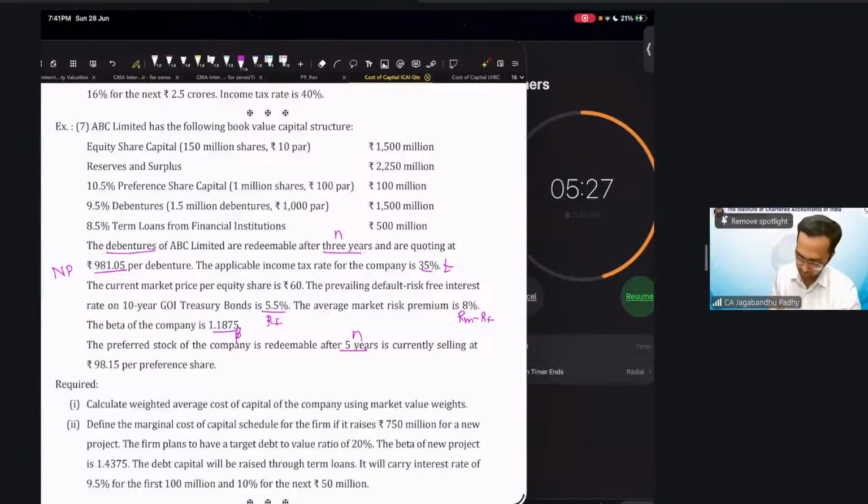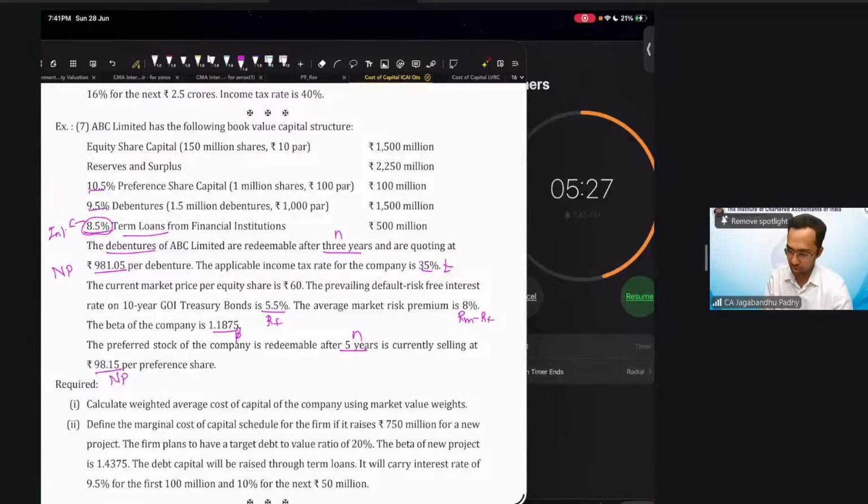Then preference shares. This is going to be the net proceeds. Anyways, from these values, you can get the amount of interest and preference dividend. And this is again interest for the term loan. This is your interest. Okay.